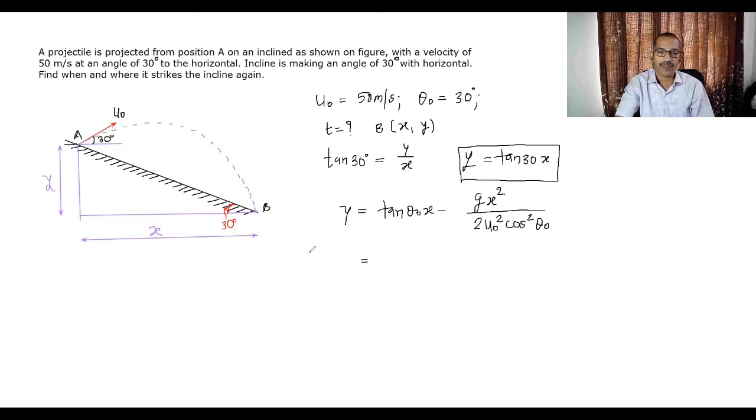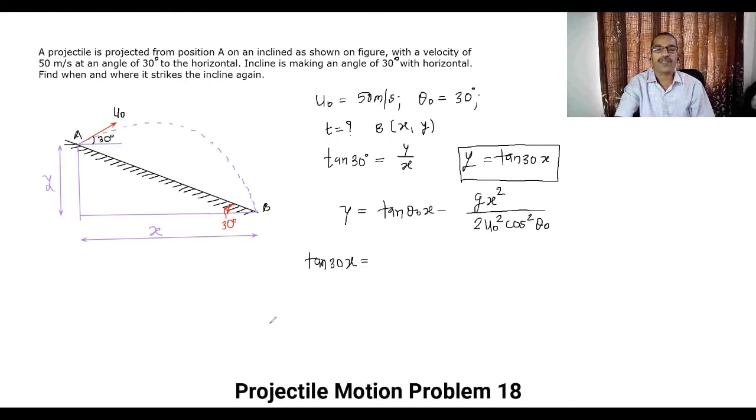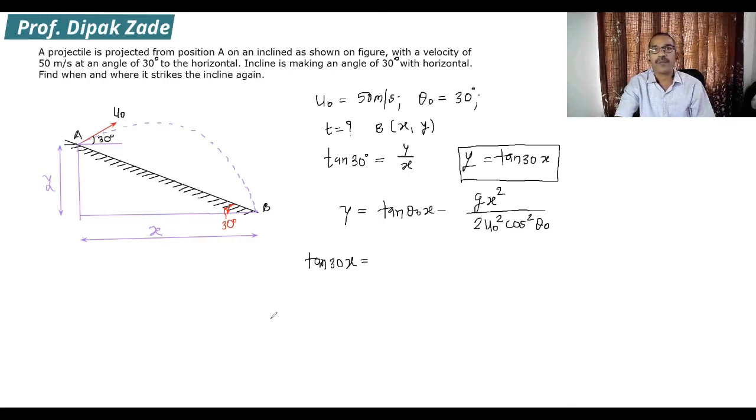Now here you have to concentrate. When you substitute y as tan 30x, whether y is positive or negative is very important. When you substitute the y value in any problem, you have to concentrate on whether y is positive or negative. If the final position is above the initial position, y is positive. If the final position is below the initial position, y is negative. In this case, point B is below point A. That means you have to substitute the y value with a negative sign.